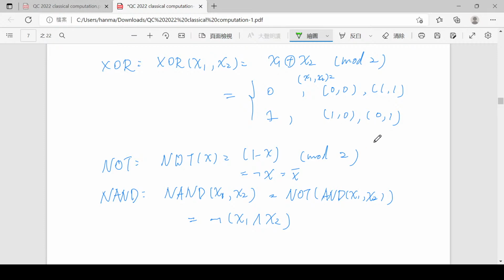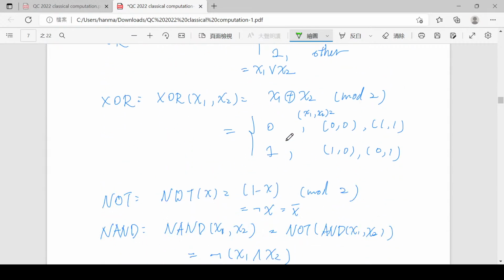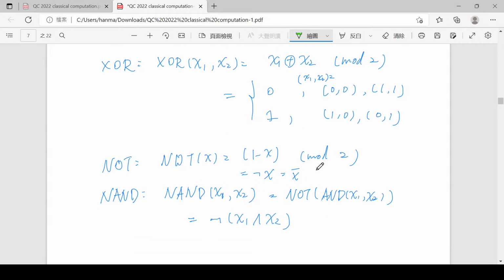Okay, but here we don't really need mod 2, but we still write it here. And there are different logical notations that you will see throughout the literature. Sometimes people write this weird symbol that means not of some variable, or sometimes people write x bar as the negation of x.